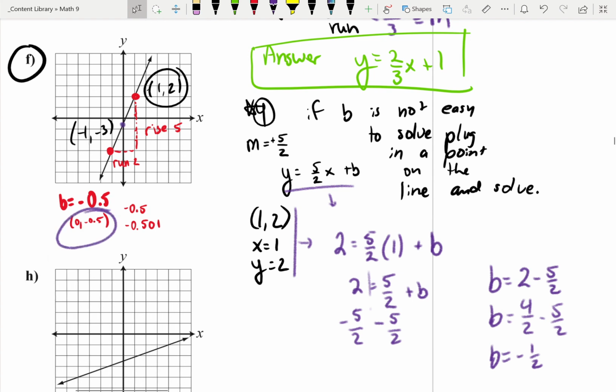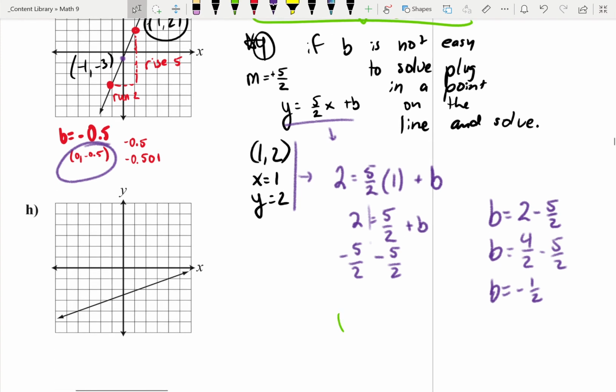So lastly, I can plug this value in, so I have y is equal to 5 over 2x minus 1/2. Alternatively, if you prefer decimals, it's totally valid for you to go y is equal to 2.5x minus 0.5. If you do one in decimals, do the other one in decimals.